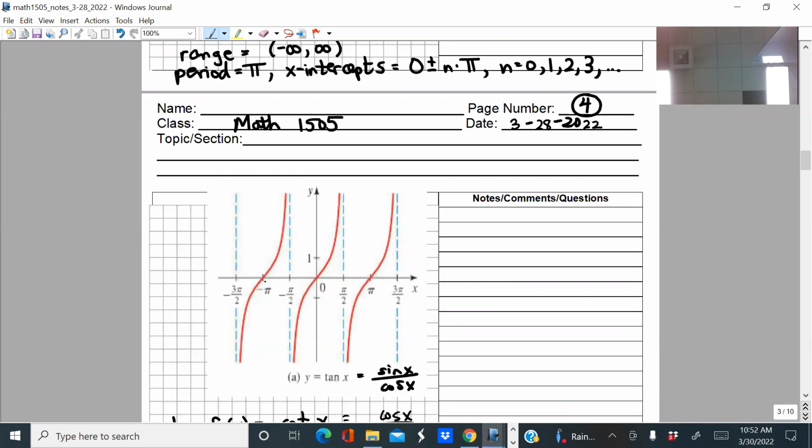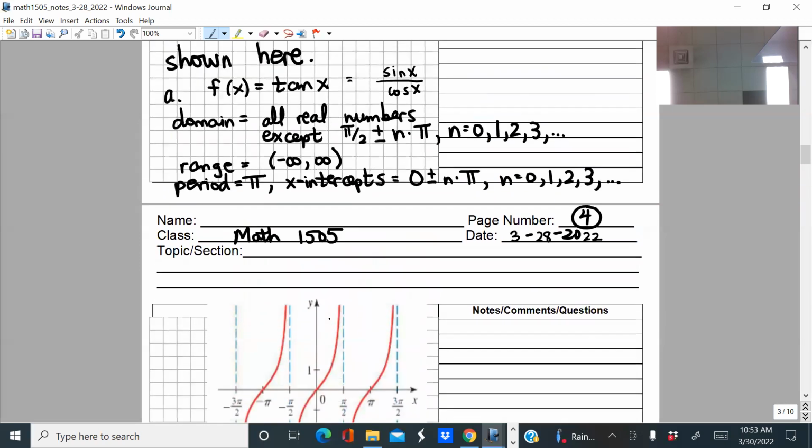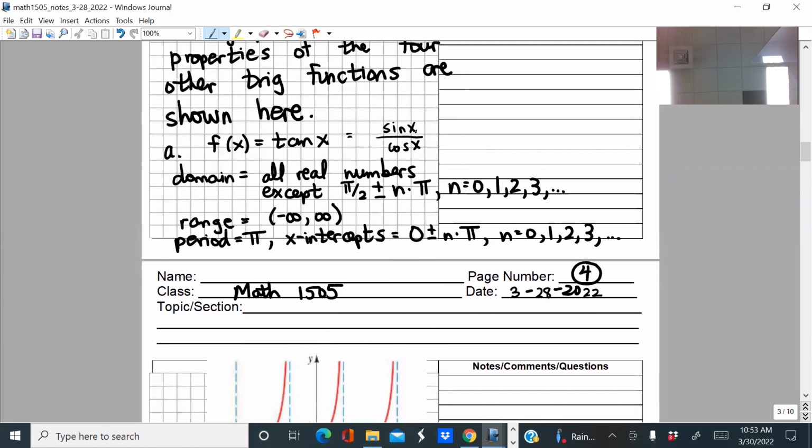Notice each one of these branches, in fact, is going to cross the x-axis. So you get lots of x-intercepts. The x-intercepts are going to occur where the sine is 0, because again, tangent is sine divided by cosine. So this fraction will be 0 where sine is 0. Where is the first place sine is 0? At 0, and then it's 0 every pi units after that.